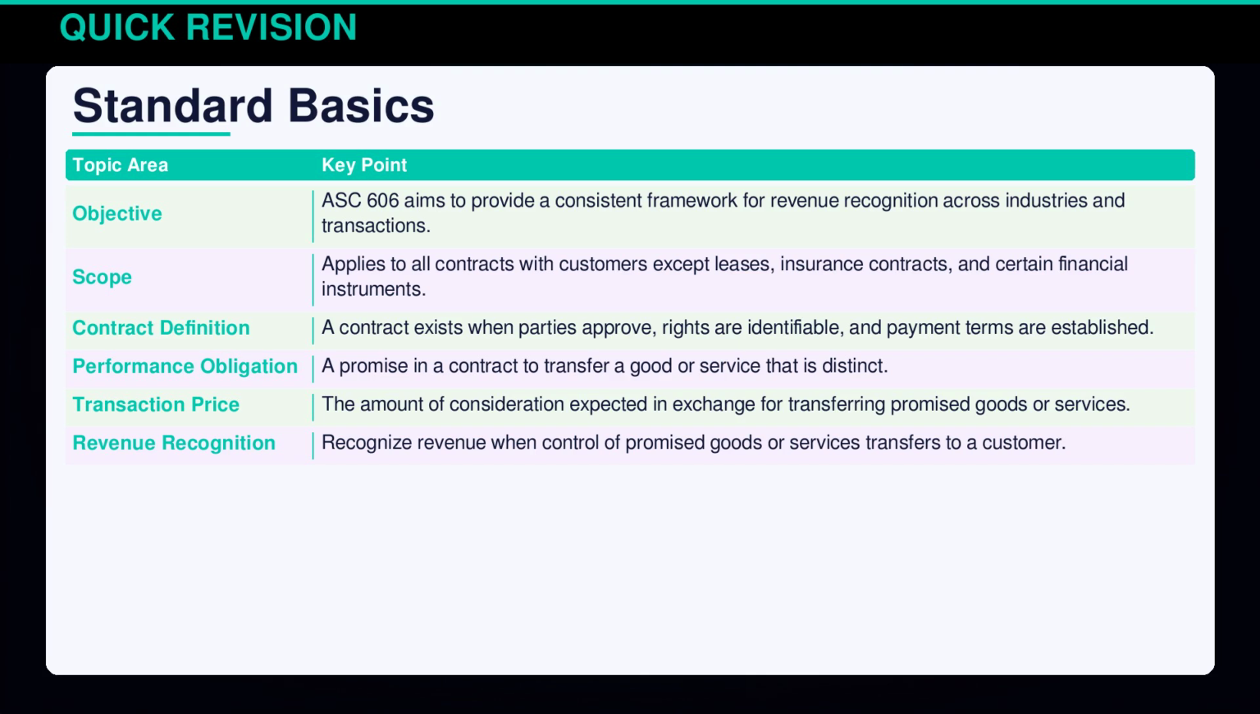ASC 606 reshapes how businesses recognize revenue by providing a unified framework. It applies broadly, with exceptions for leases and financial instruments. Key terms like contract and performance obligation anchor the standard, ensuring clarity and consistency. Understanding when a contract is valid and identifying the transaction price are critical. Revenue is recognized when control shifts, not just when cash is received, transforming financial reporting practices.